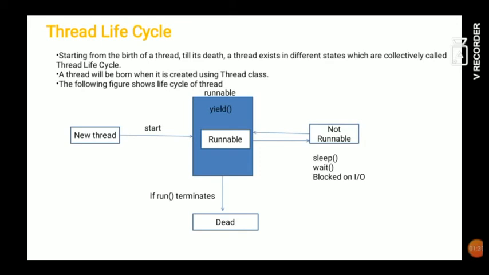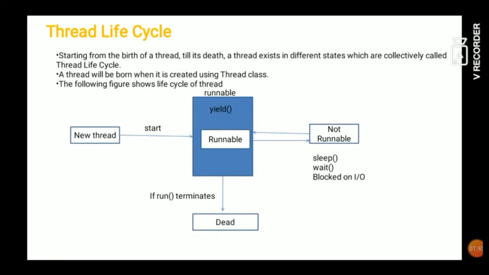Inside the run method, it is possible for us to execute one more method called the yield method. What the yield method does is pause the execution of your thread for a while. So it will be in the runnable state only, but it pauses the execution of your thread. From the runnable state, if you execute the sleep or wait method, it goes to the not runnable state. It can also be called the stop state.